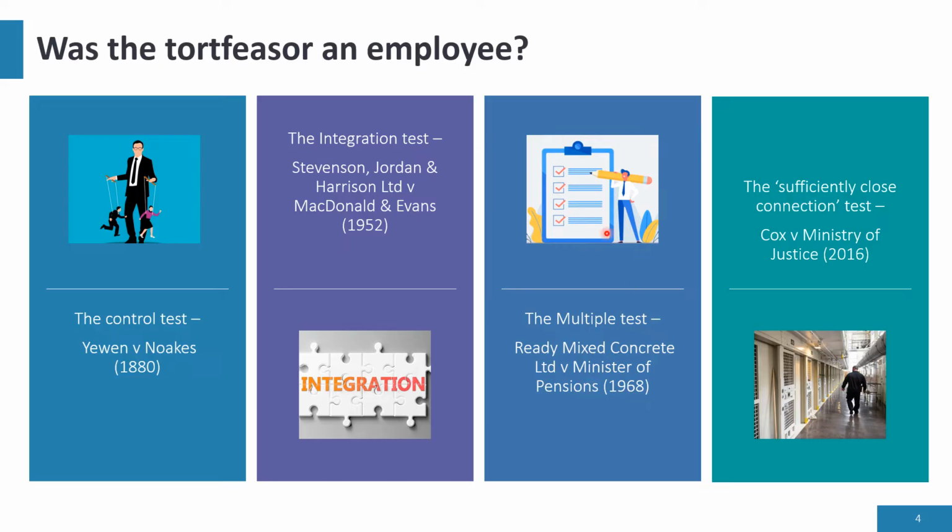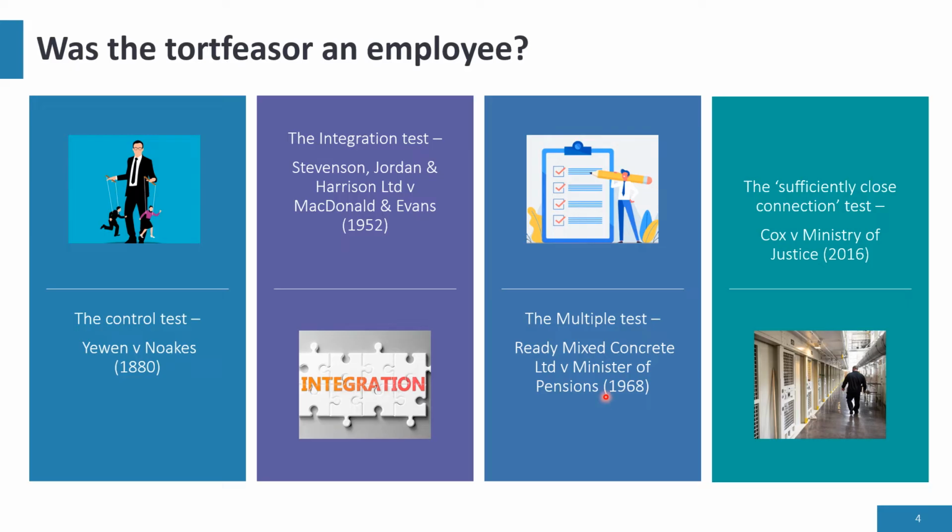We also have the multiple test, sometimes called the economic reality test, and this comes from the case of Ready Mix Concrete and the Minister of Pensions. In this particular case, it was held that the drivers were not employees, and they came up with 3 criteria which had to be met before employee status was granted. So it's almost like a checklist, a multiple stage check.